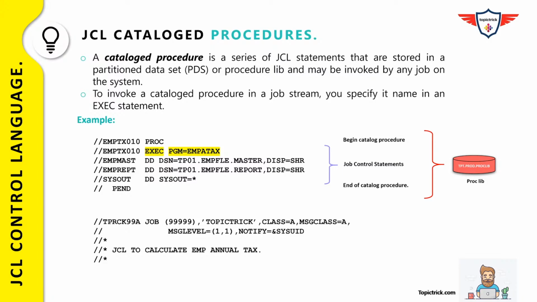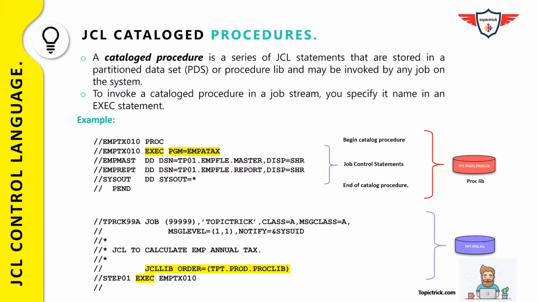tpt.prod.proclib. Now if you look at the JCL, the JCL also has the same steps, that is a job card, comment section, and then execute statement. The only additional statement that I've included in this JCL is JCLLIB ORDER. So JCLLIB is actually used to provide your personal PDS where you have stored the catalog procedure. So whenever you create a catalog procedure and you store it in your personal PDS, then you should always use JCLLIB before invoking that catalog procedure.